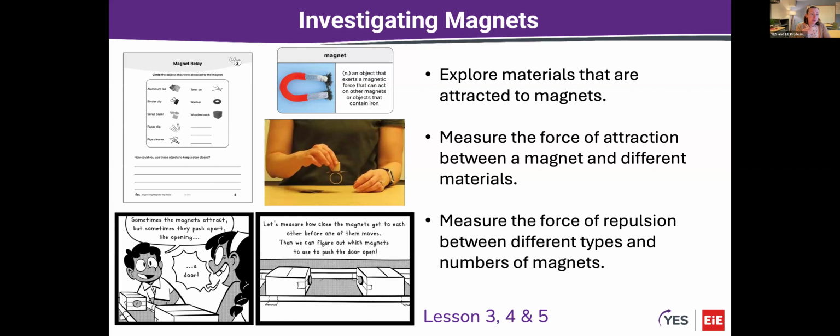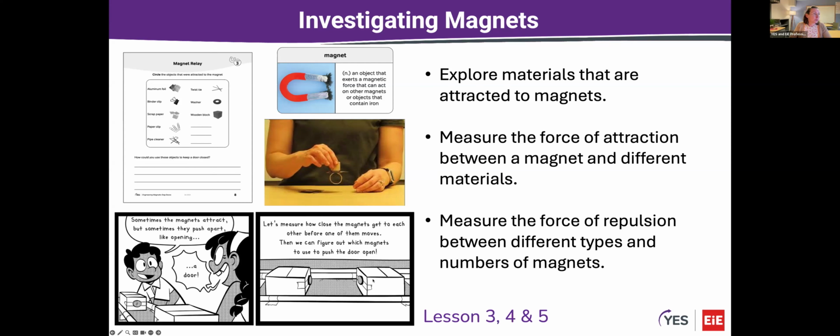In another lesson, they measure the force of attraction between a magnet and different materials by counting the number of little pieces of cardboard boxes that each material can hold between a magnet and that magnetic material. And then in another lesson, they measure the force of repulsion. You can see here, this is just a sketch because they do it in the comic as well, of the testing setup where they think about the different types of magnets and different numbers. Like, if stacking magnets, is that going to increase my force of repulsion?